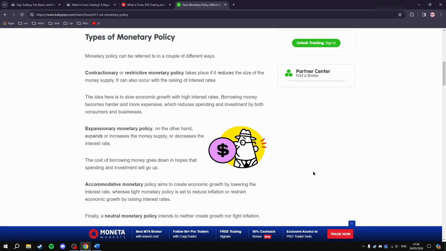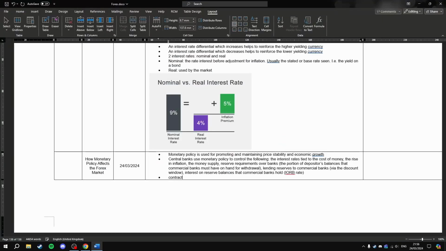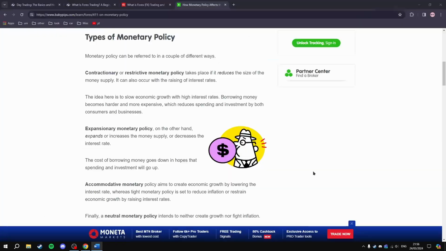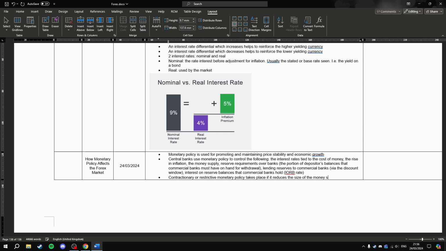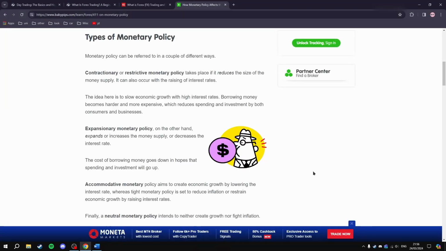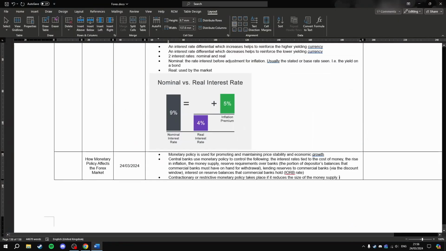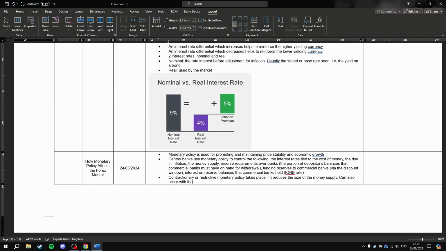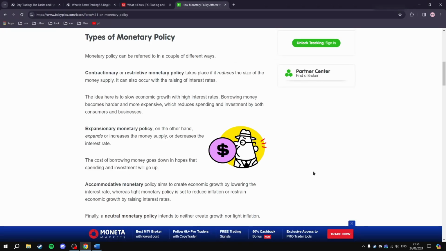So contractionary or restrictive monetary policy takes place if it reduces the size of the money supply. It can also occur with the raising of interest rates.